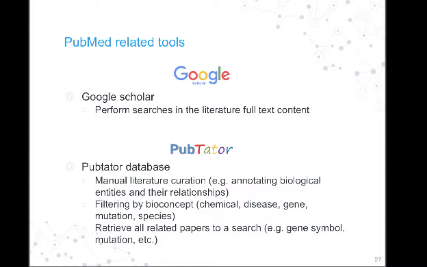So for example, if you look for a gene, it already did the work of parsing all full text documents to associate a permanent number with the gene. You can filter by bioconcept, chemical, disease, gene, whatever you want, and it retrieves all the papers to research.